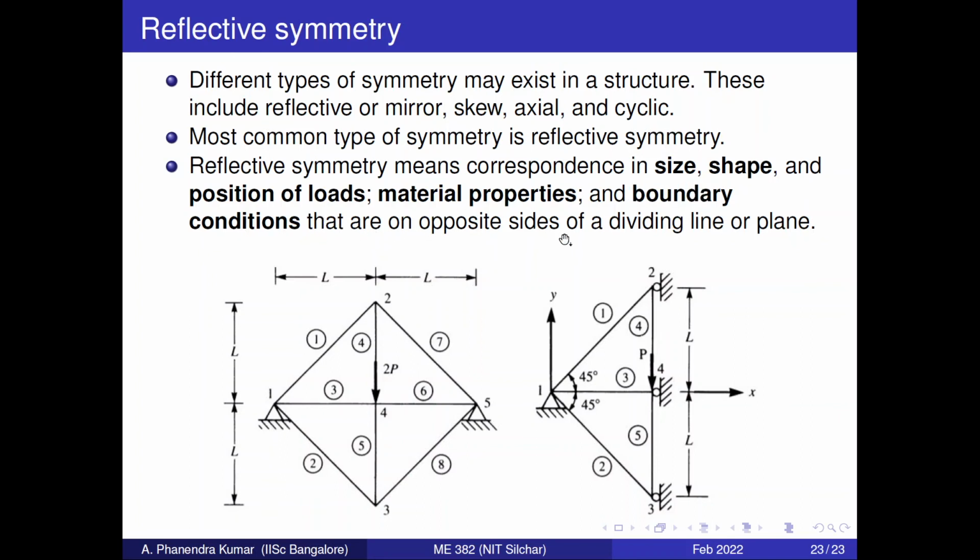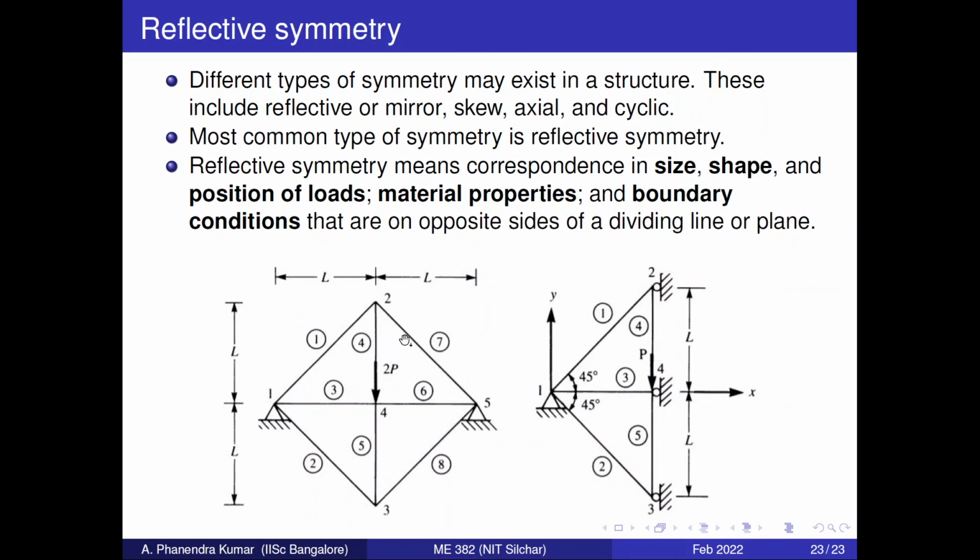These should be on the opposite sides of the dividing plane, the plane which we are going to use to divide. On both sides of the plane, these things should be the same: size, shape, loading, material properties, and boundary conditions. All these 5 properties should be the same. Even if the size is different and all others are the same, we can't use this principle for simplifying our problem. Let us consider an example here.